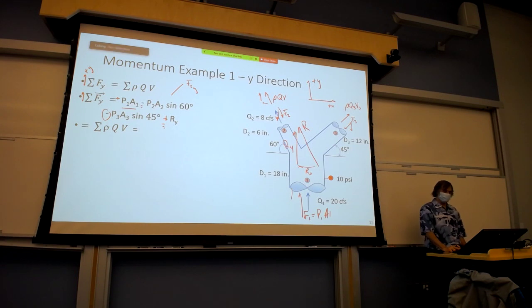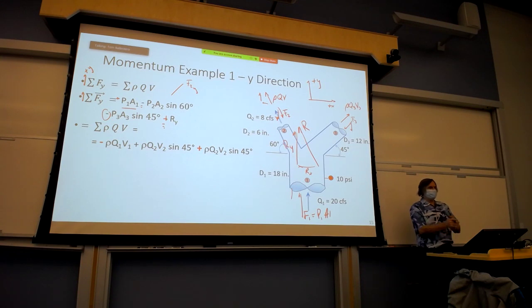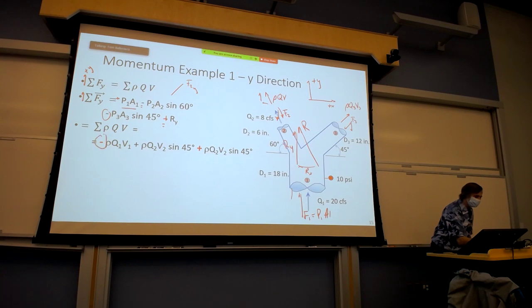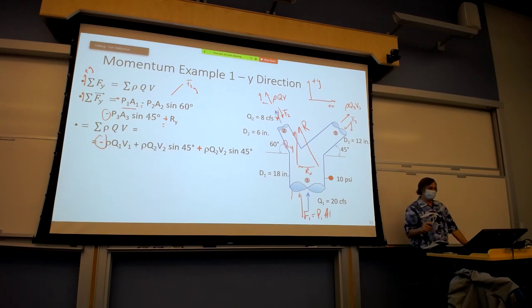For the momentum flux terms, you're going to have a momentum flux term in each direction. And so that's going to be the rho QV at 1. It's entering, that's a negative sign convention. And the velocity vector is in the positive y, positive sign convention. Negative times a positive is a negative. Rho Q1 V1, no sine or cosine term because it's all directed in the y direction.